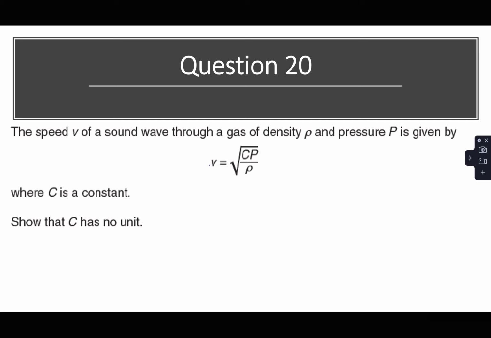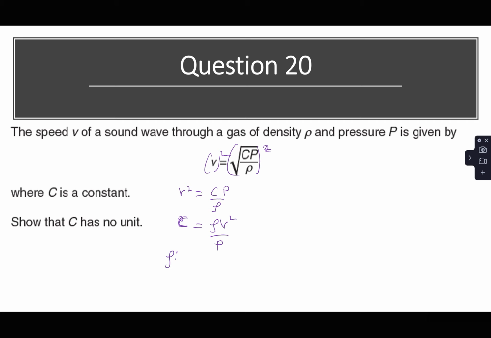Immediately we make C the subject, so I square both sides. When I square both sides, I will have that V squared is equal to C times pressure over ρ. I want C, so I will make C the subject. C will be equal to ρ times V squared over P.